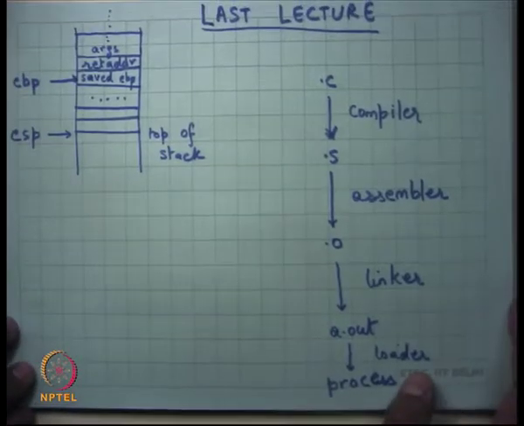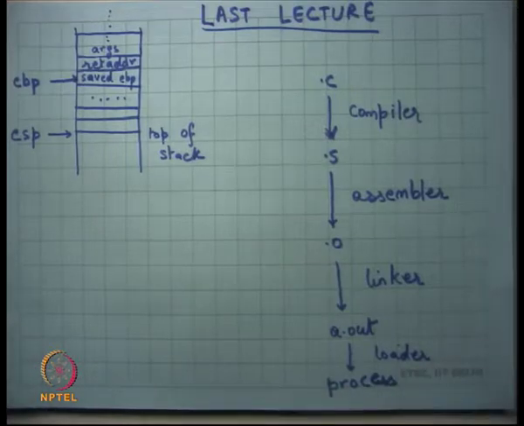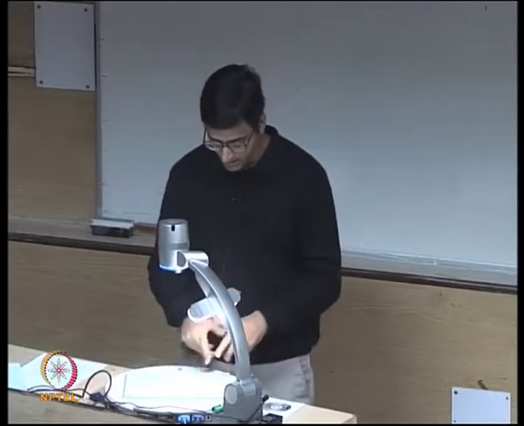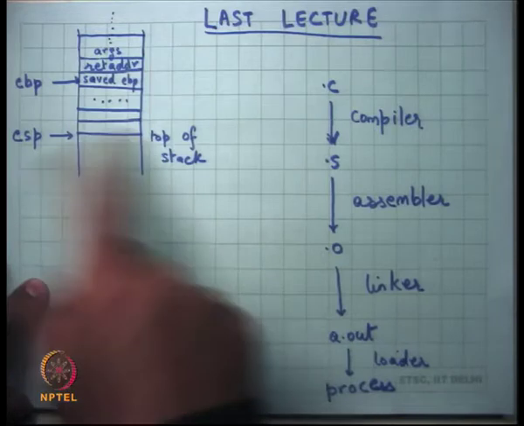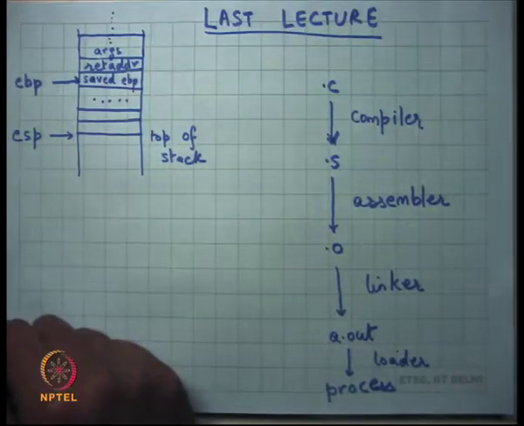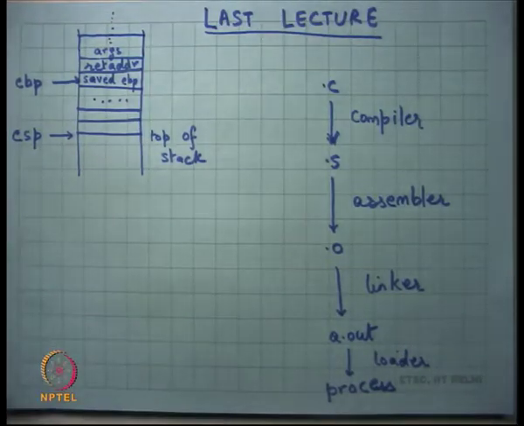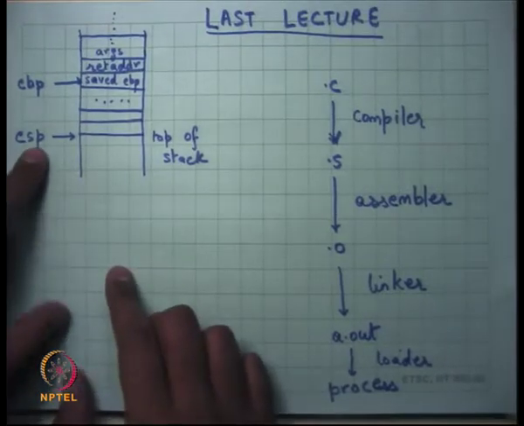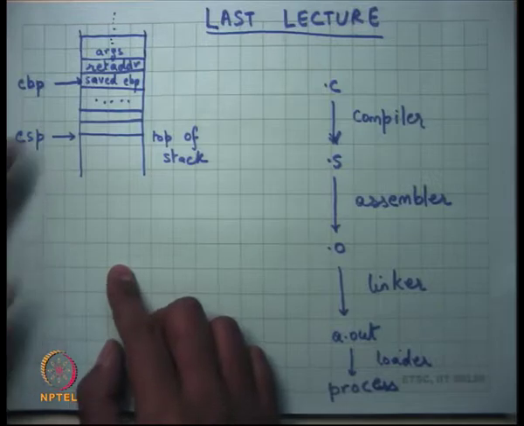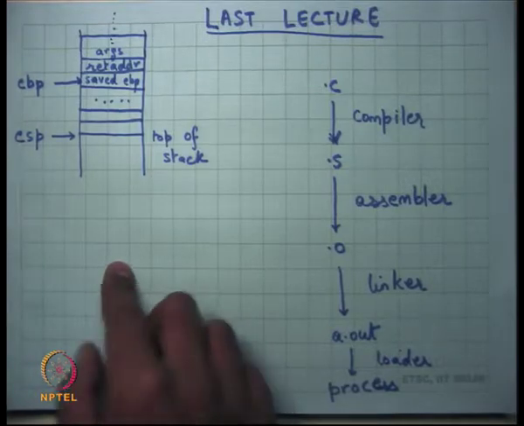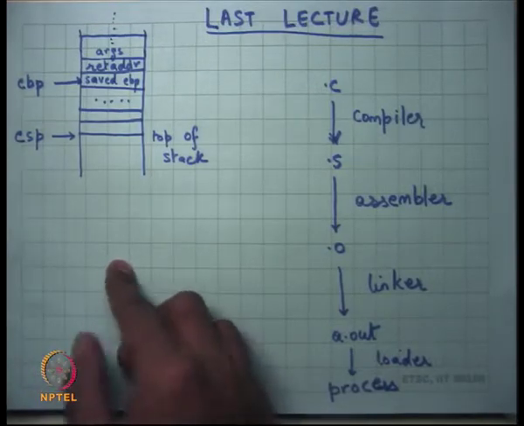In the last lecture, we were looking at how function calls are implemented, and in particular at the stack. This rectangle that I have drawn here is the address space of a process, and the stack is defined by this register called ESP. This register ESP, the stack pointer, points to the top of the stack.